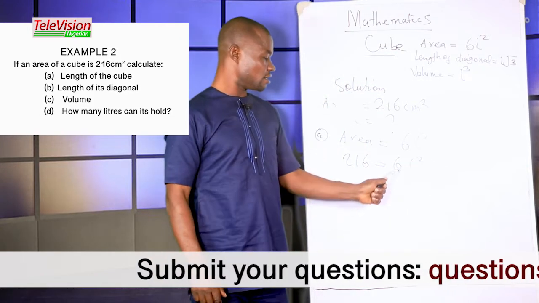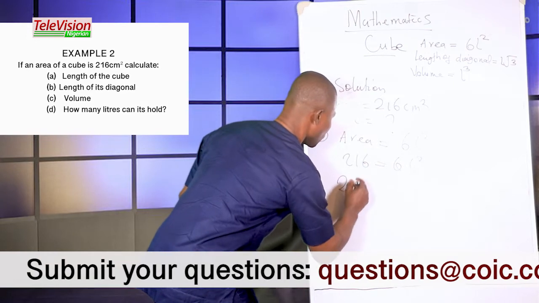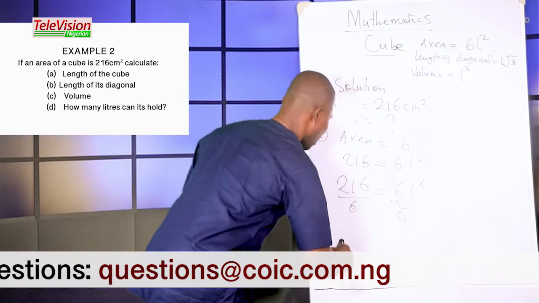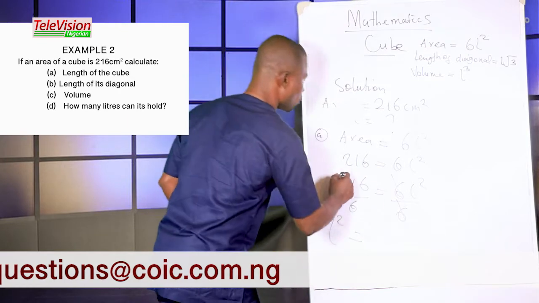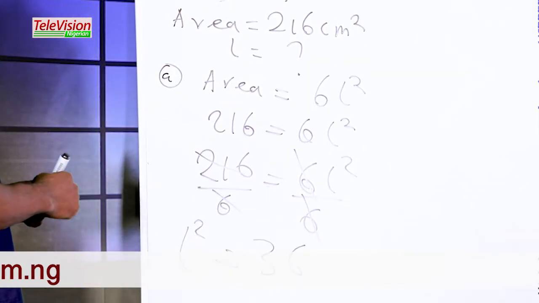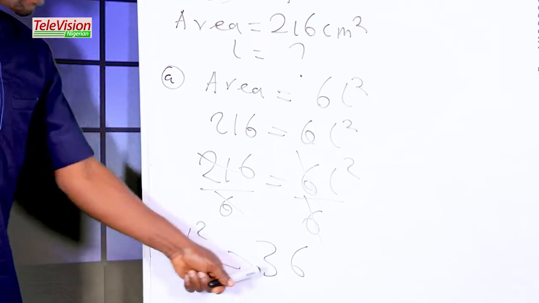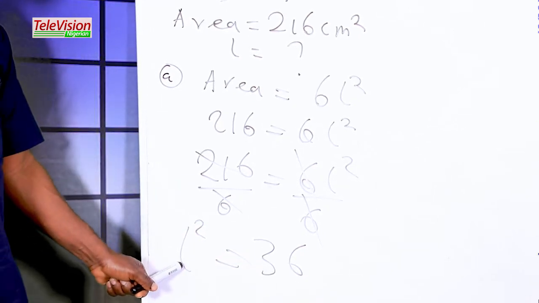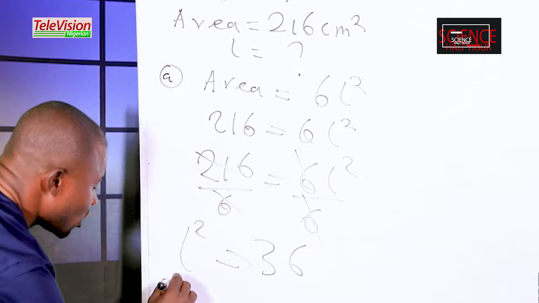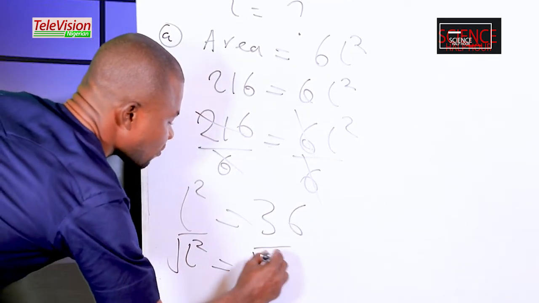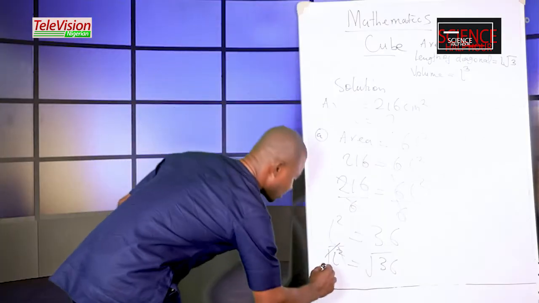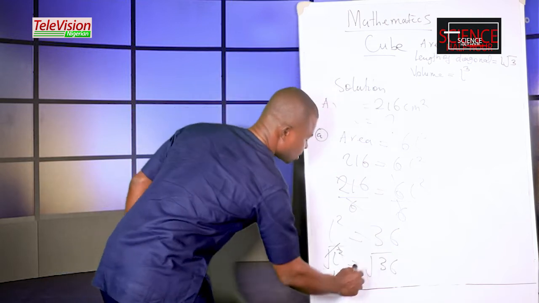We divide both sides by 6, which is going to be 216 divided by 6 is equals to 6 L² divided by 6. 6 cancels 6. We have L² is equals to 216 divided by 6 is equals to 36. We have L² is equals to 36. We look for L by taking square root of both sides. The square root of L² is equals to square root of 36. This square will cancel square root. The answer gives us L is equals to square root of 36, which gives us 6.